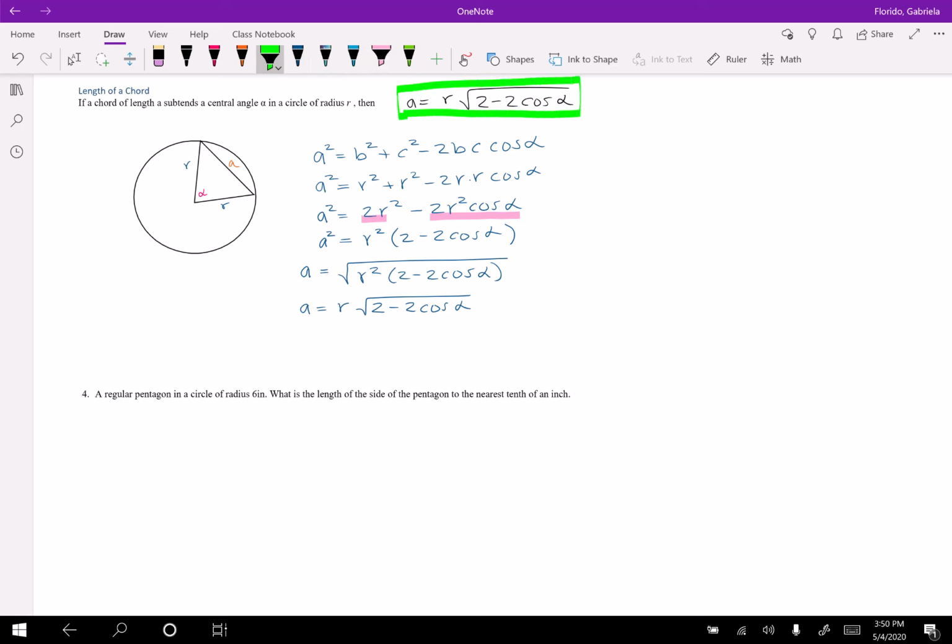Alright, so hopefully you guys like that little proof of the length of a chord. Let's use it. So now that we've proved it, let's actually use it on an example. A regular pentagon in a circle of radius 6 inches. What is the length of the side of the pentagon to the nearest tenth of an inch?